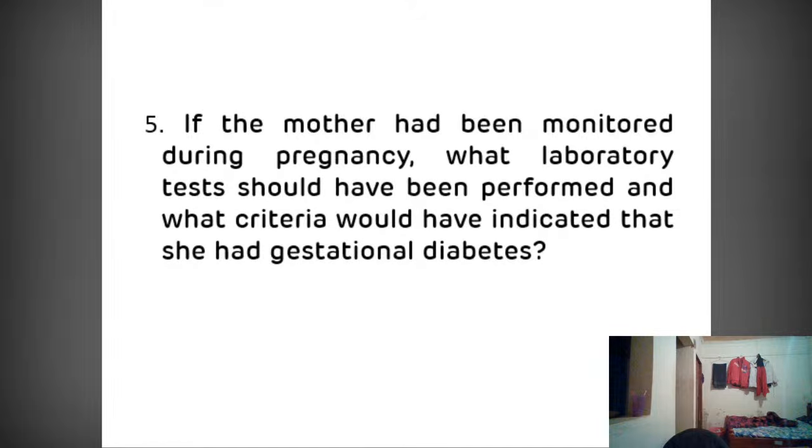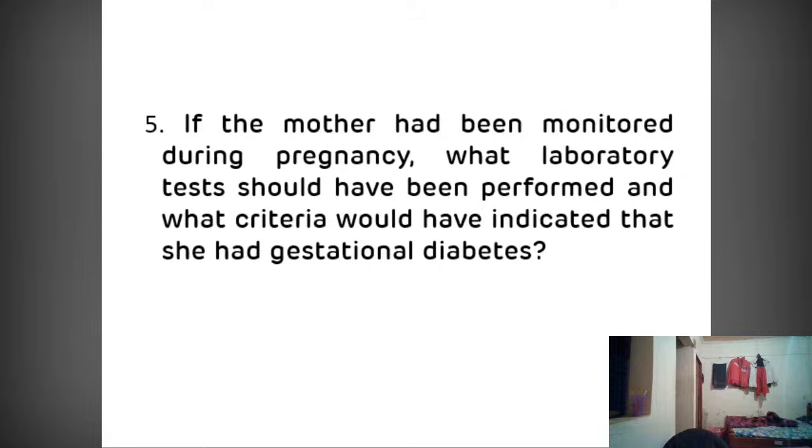And the last question, the mother gave the history that she has not done any kind of antenatal visit. So if the mother had been monitored during pregnancy, what laboratory tests should have been performed and what criteria should have indicated that she had gestational diabetes?